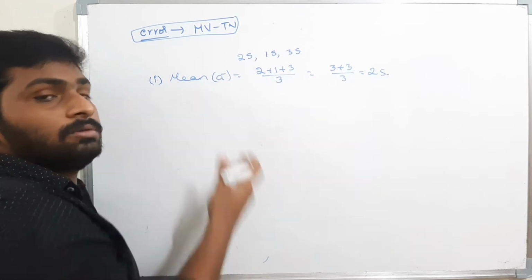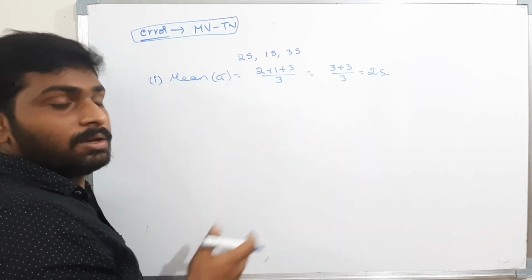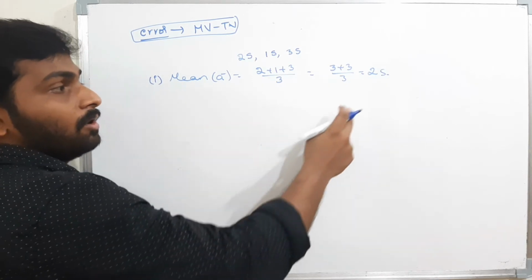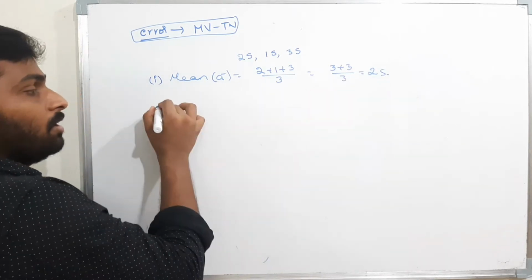What is the mean value? That will be the measured value, that is the time period of the simple pendulum. Okay, now 2 seconds I got, well and good. Now what is the next one?